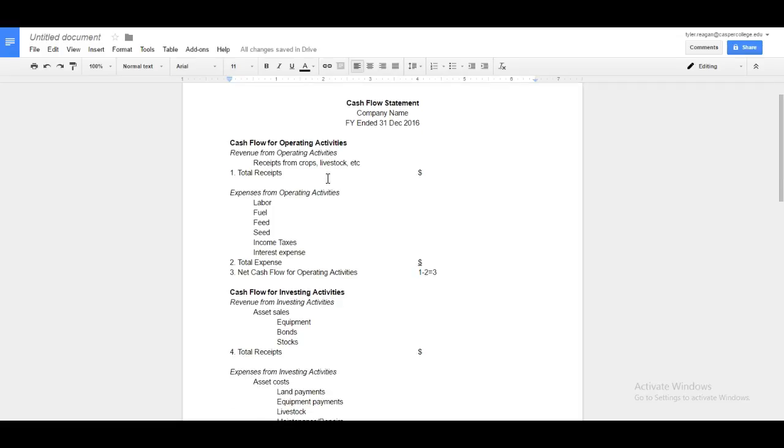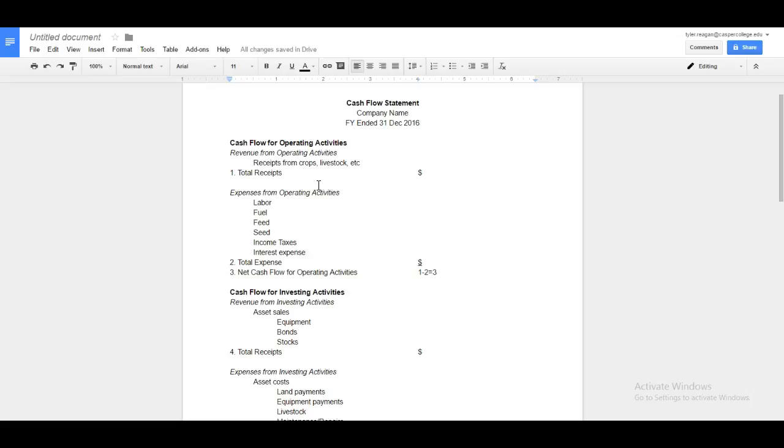So the first thing I'm going to talk about is the cash flow from operating activities. This is the first thing that we're going to look at. First off, revenue from operating activities. What kind of receipts did you receive? Typically in the agricultural sector, you'll sell your crops, steers, heifers, your livestock, or the offspring of the livestock, I should say, such as calves and chickens and stuff like that. Anyway, these receipts are going to go into your revenue from operating activities.